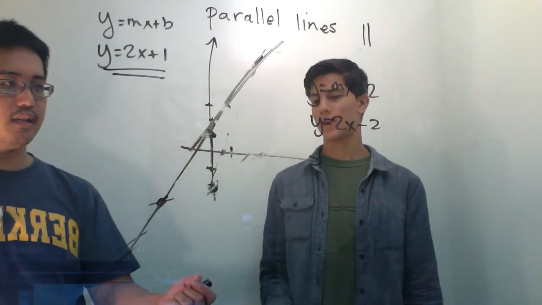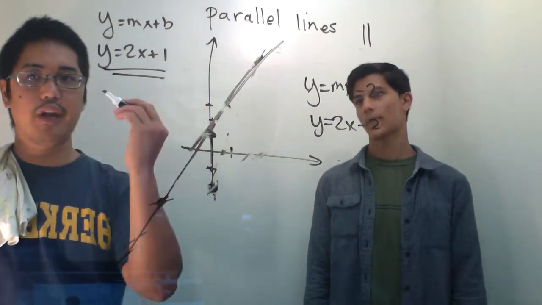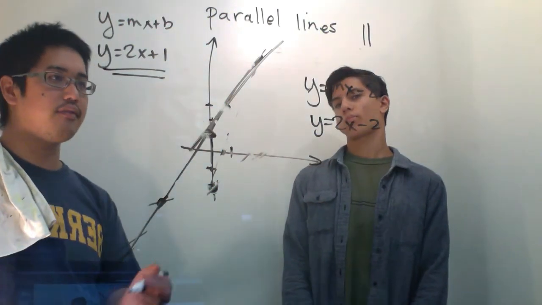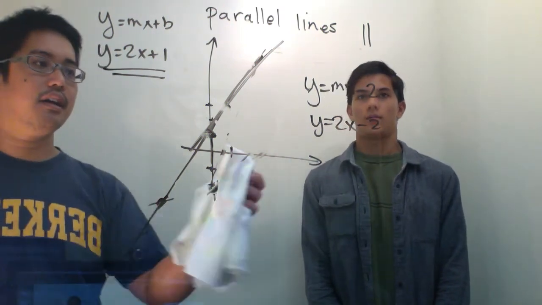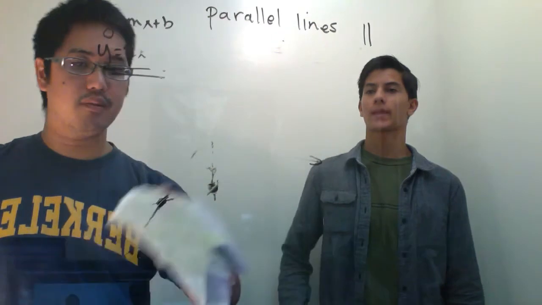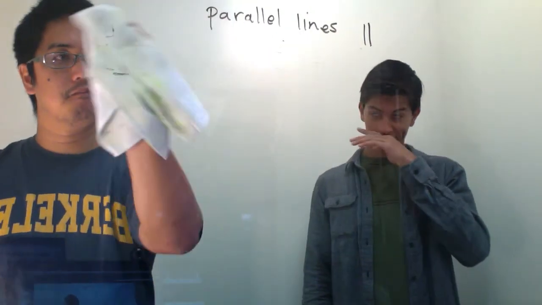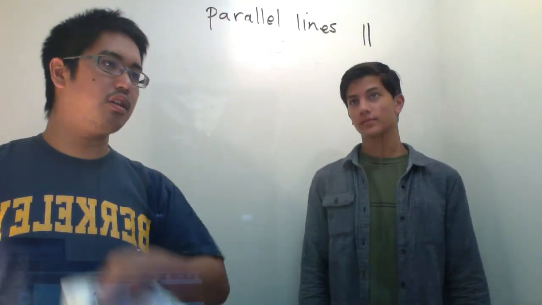Do you understand what I'm saying here? If I want a parallel line, I need to have the slope be the same. So a parallel line, this is probably the best way to describe a parallel line, is when the slope is the same.